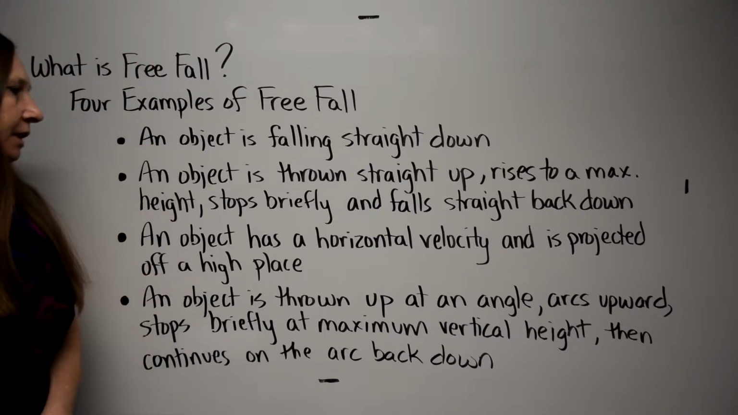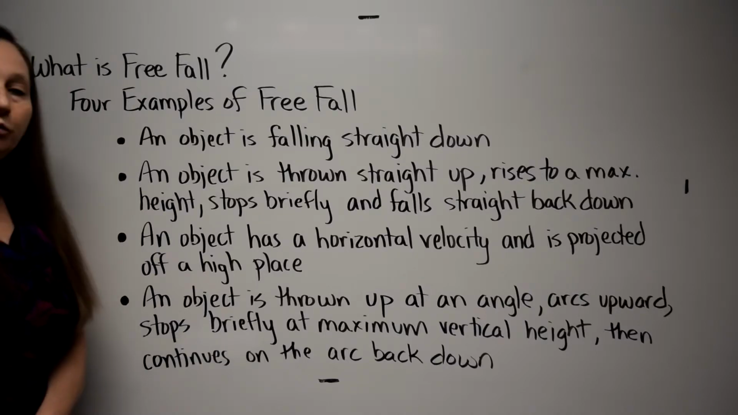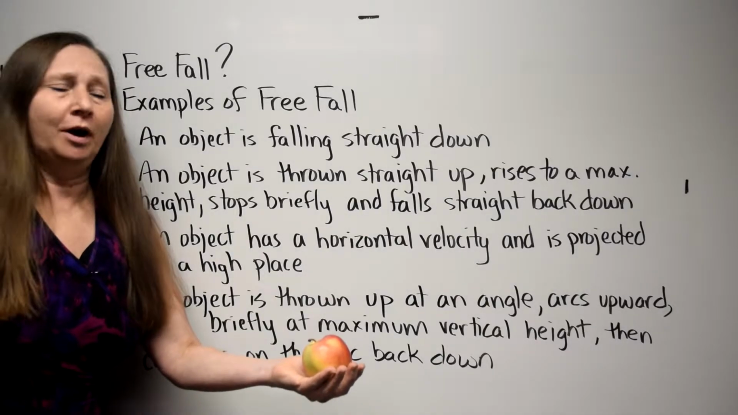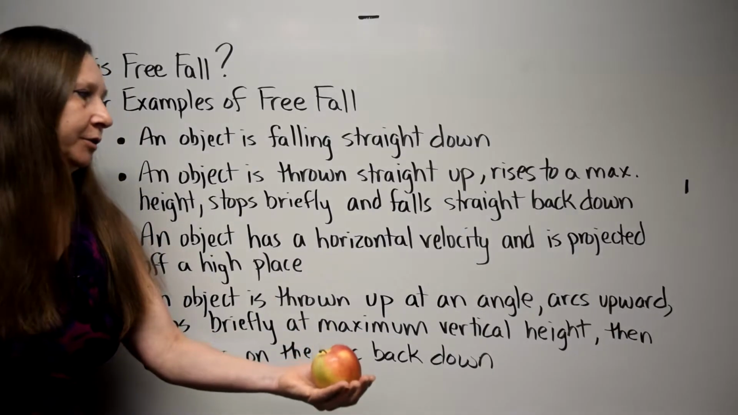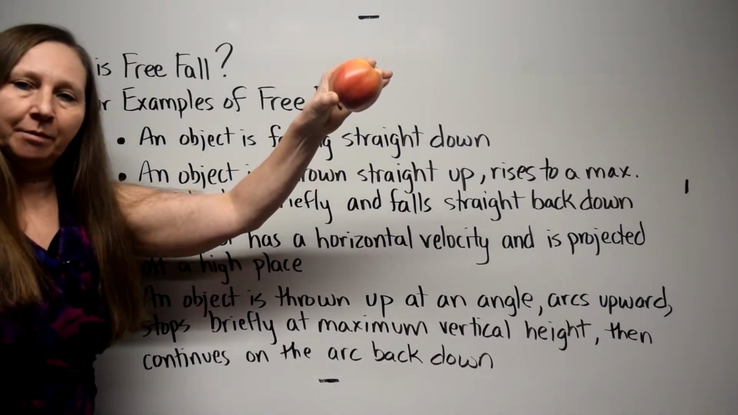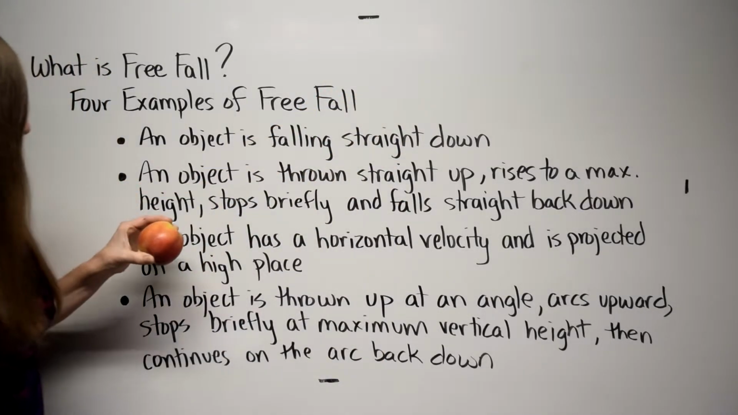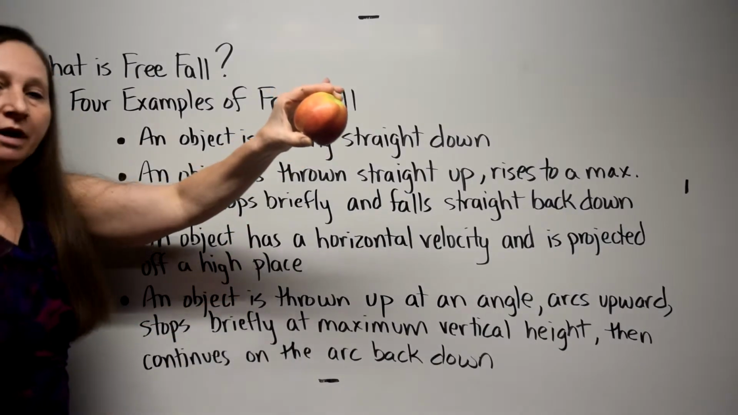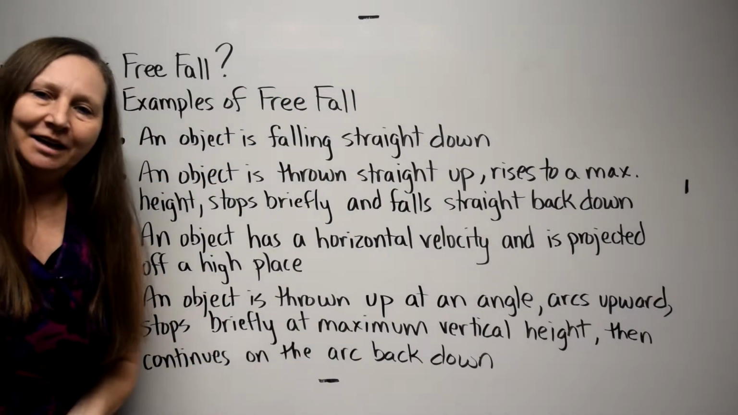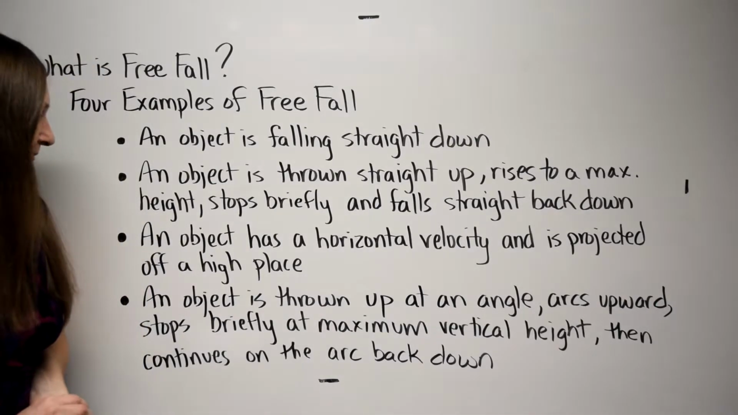Another example, an object that is thrown straight up. Take, for example, this apple that just appeared out of nowhere. If you throw the apple straight up, what happens is it rises to a maximum height, stops briefly, and then falls straight back down. We'll be looking at examples like that also.